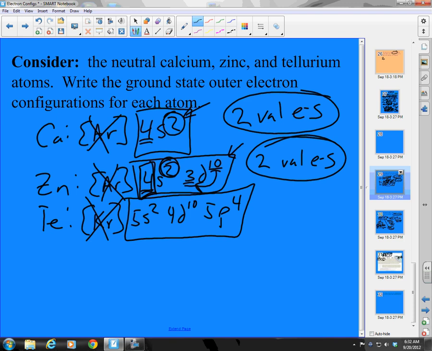And tellurium? Well, I have a 5, 4, 5. What is the highest? The 5s, and I have 2 sets of 5s. So how many electrons do I have in the 5s? I have 2 here and 4 there. So that means I have 6 valence electrons for tellurium. Excellent. That's all there is to it.